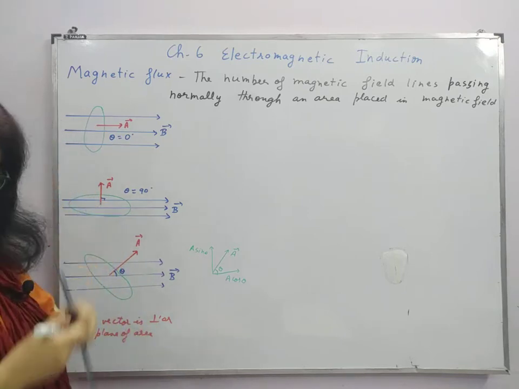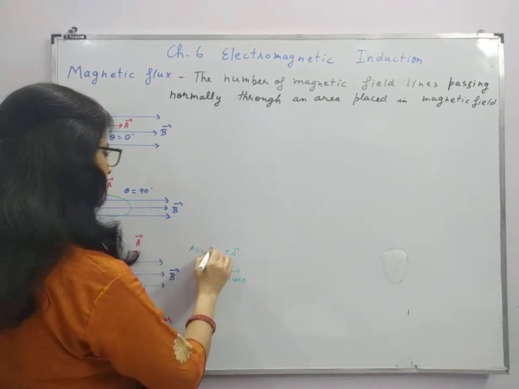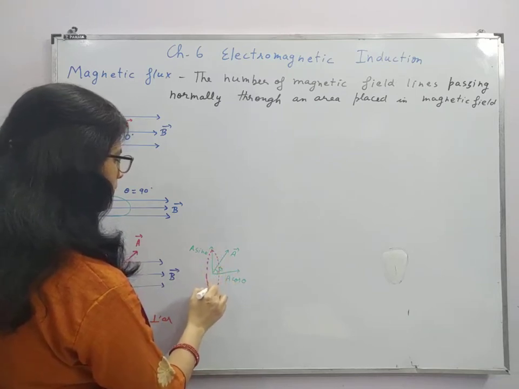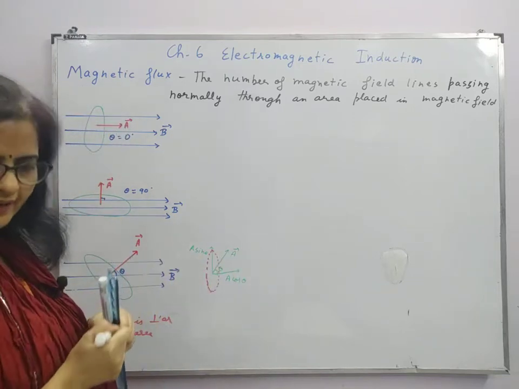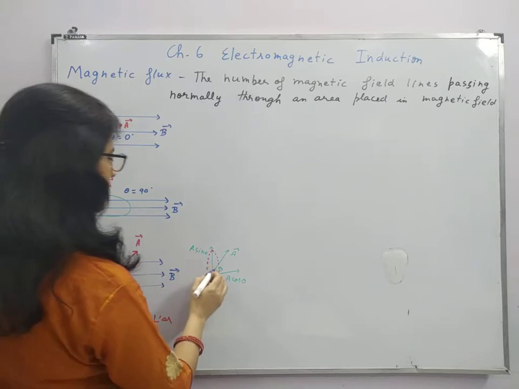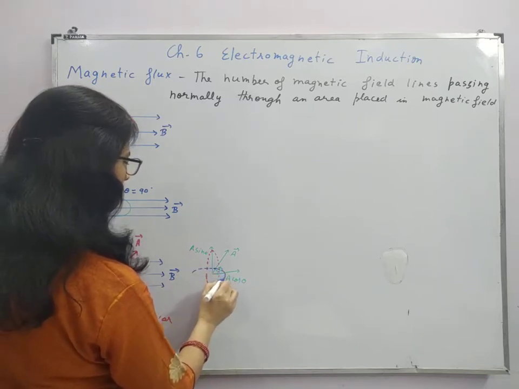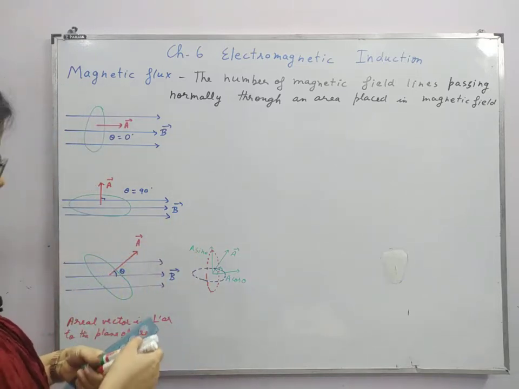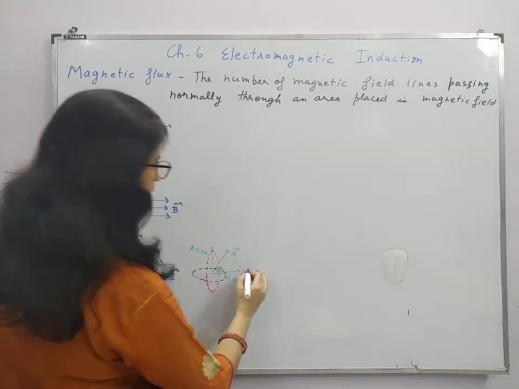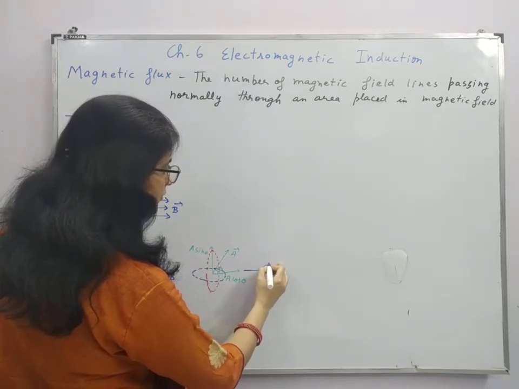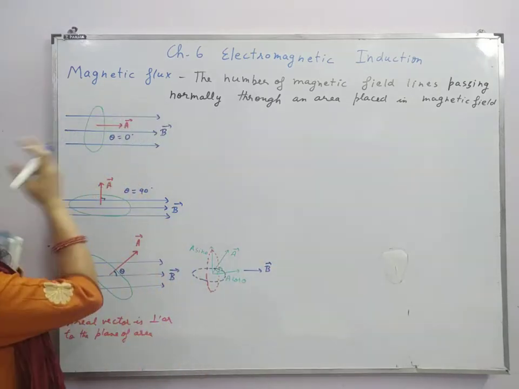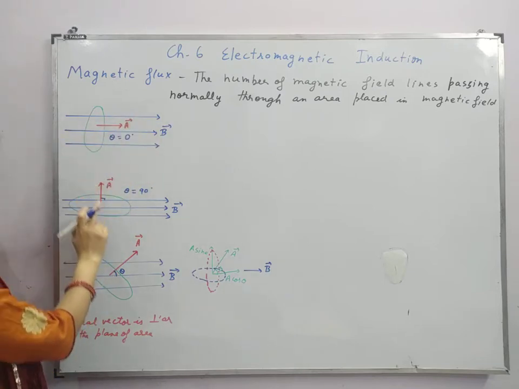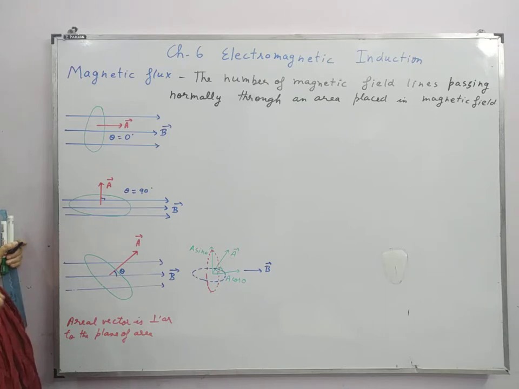So what does that mean? That means that there will be one component of area which is parallel to the magnetic field and one component of area which is perpendicular to the magnetic field. We know that here the magnetic field is along this direction. So it is very well understood that if we have the area vector along the magnetic field, then we have magnetic field lines passing through it. If we have the area vector perpendicular to the magnetic field, we don't have magnetic field lines passing through it.